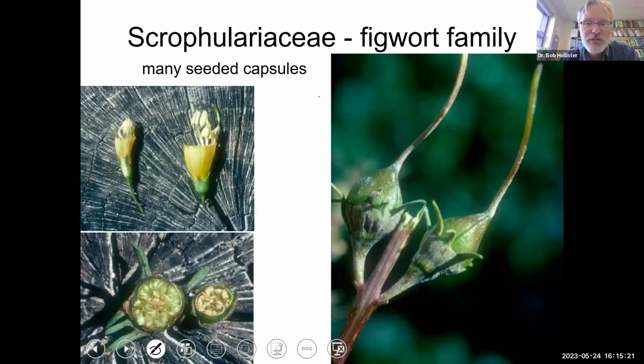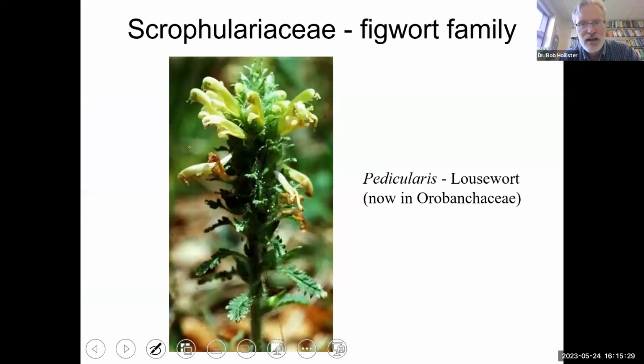Another characteristic for the family is they've got lots of little seeds. So they've got capsules with lots of seeds. Okay. And then I've just got a couple of fun pictures. So the Pedicularis is pretty common around here. It's also a fun Arctic plant, with the 3 fused petals on top and 2 on bottom, quite showy, quite pretty.